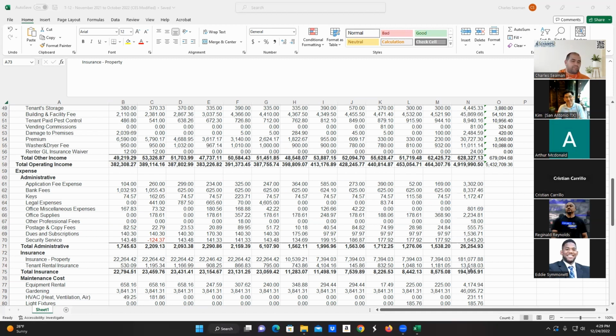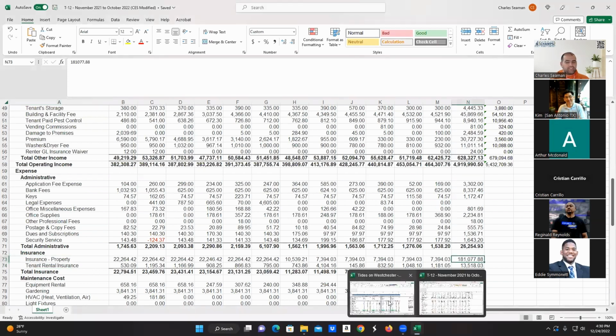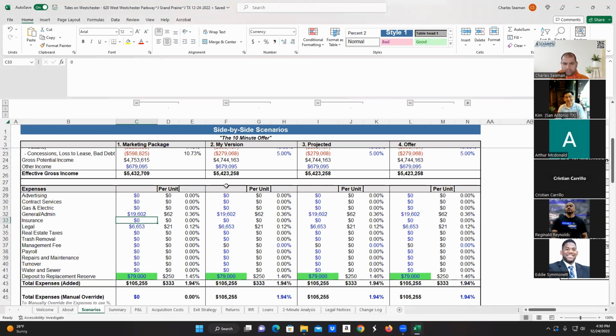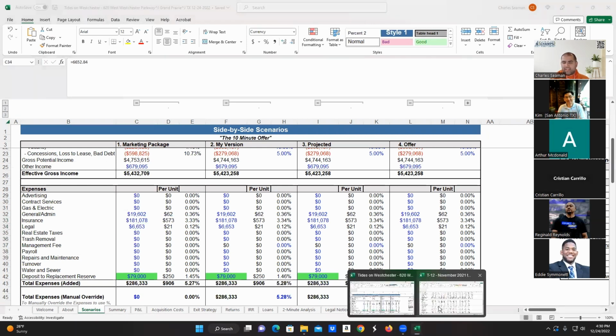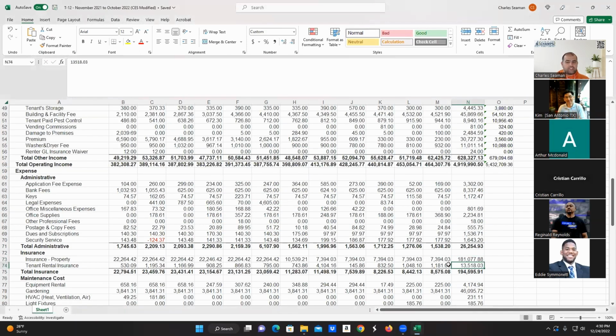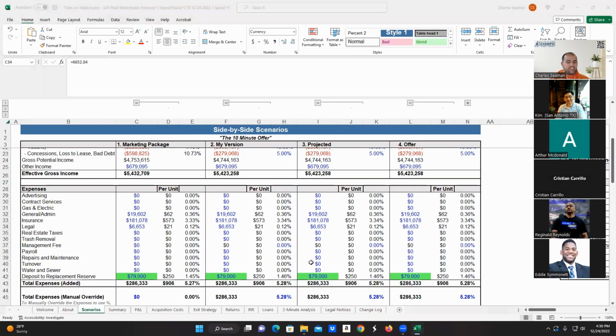So typically when you have your insurance expense for underwriting, it's property, general liability. And if you have any type of umbrella or excess, it would go in there. So the number we're going to put in our insurance total is 181,077.88. And then for the other portion, we're going to throw that in general admin because that's something that we're actually buying and then reselling to the tenants, hopefully at a profit.